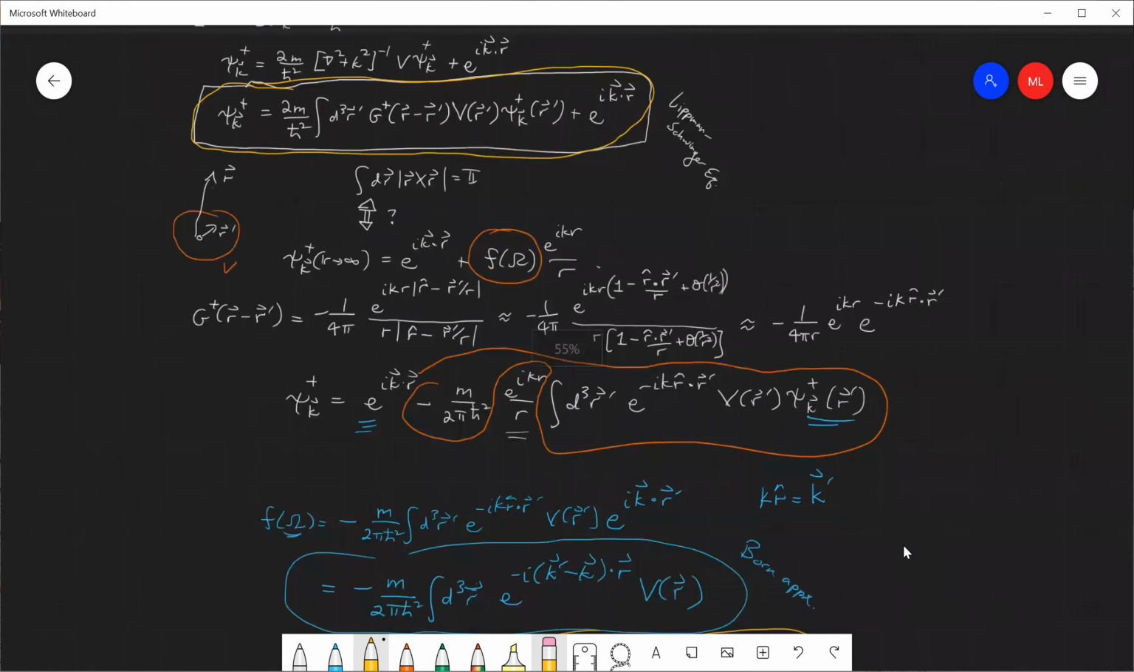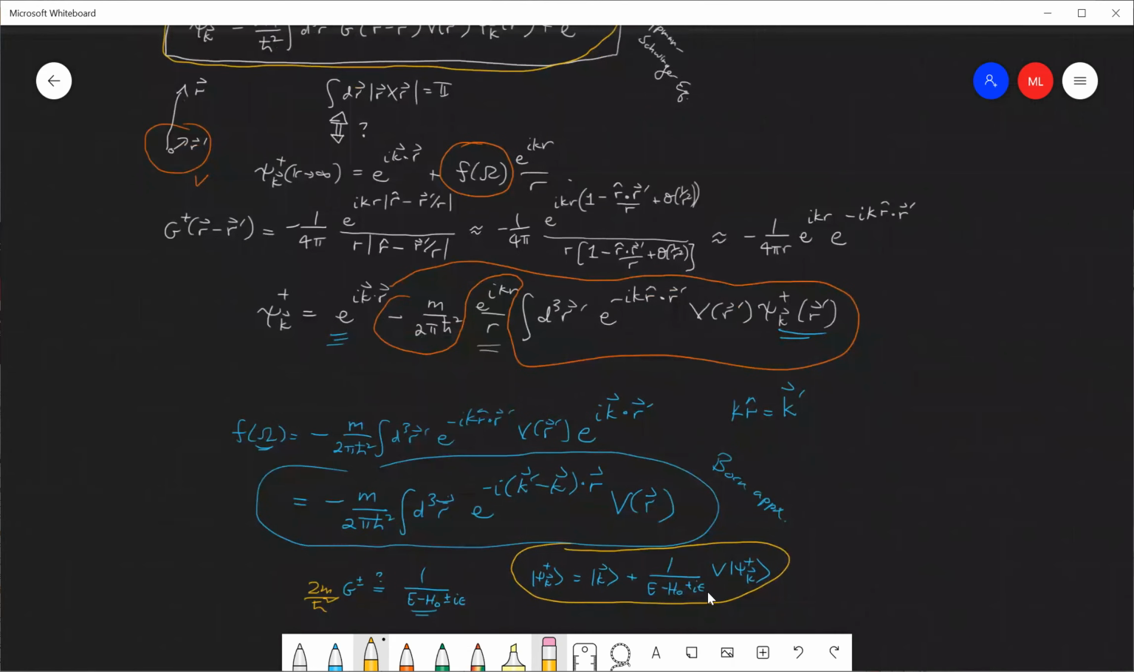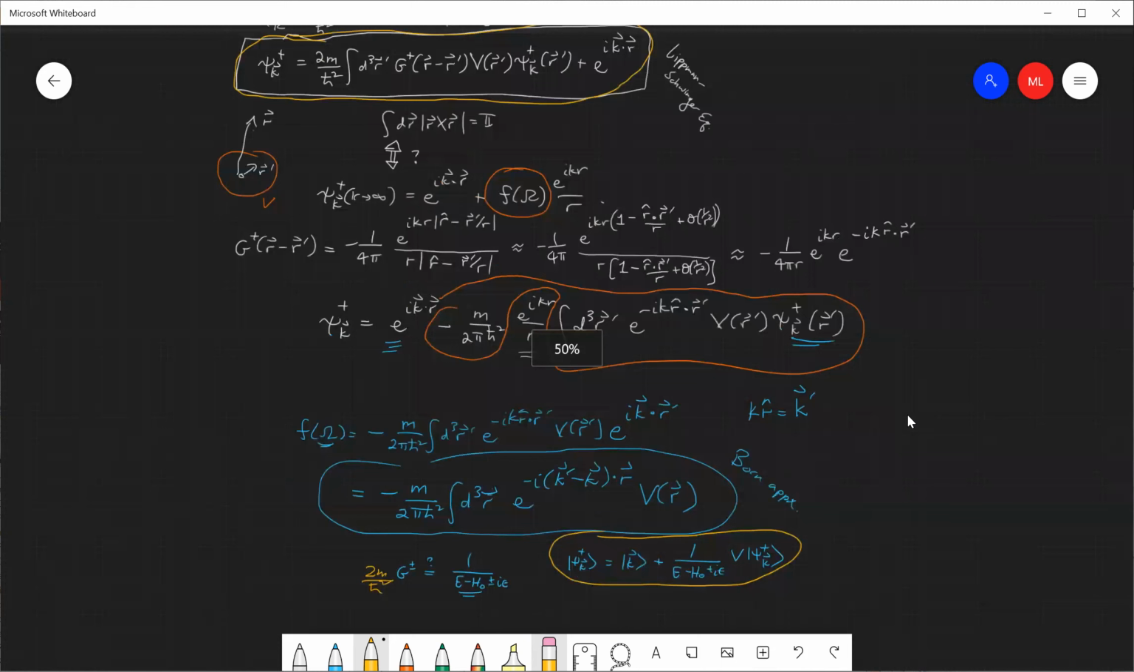So I'll leave you with that, and then next time we'll solve this iteratively and give you the Born series, where you can take the Born approximation and get arbitrary corrections to it. But yeah, that's it for now. Any last minute questions about anything?